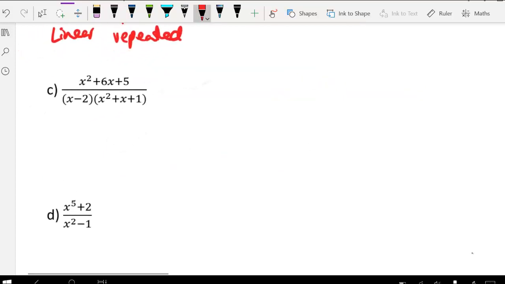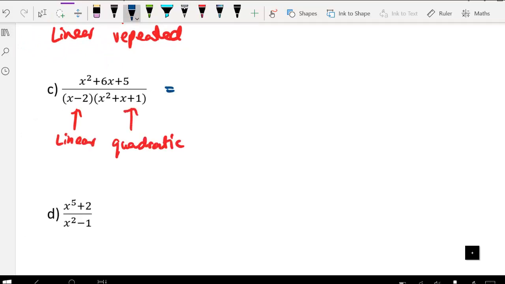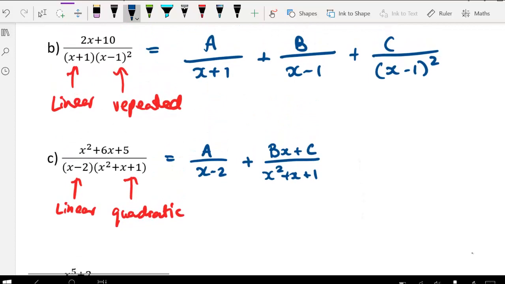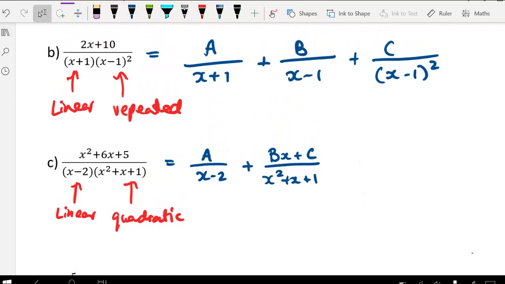In our next example, we have a linear factor, and we have a quadratic. And so this one, as long as this can't factorize, I'm going to assume that x squared plus x plus 1 cannot factorize into linear terms. Then it will break into the linear being a over x minus 2 as usual, and the quadratic term being bx plus c, so it's a linear term as a numerator, over our x squared plus x plus 1. Again, with each of these, our capital letters are the parameters that we'll be able to calculate, and we'll look at that process shortly.